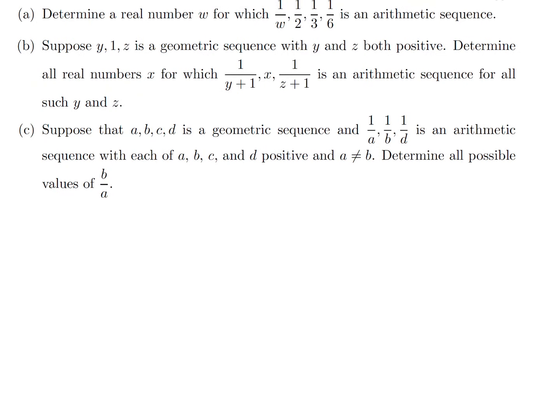Part B. Suppose y, 1, and z is a geometric sequence with y and z both positive. Determine all real numbers x for which 1 over y plus 1, x, and 1 over z plus 1 is an arithmetic sequence for all such y and z.